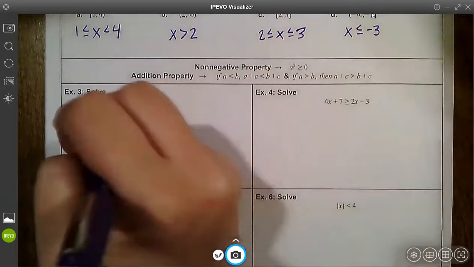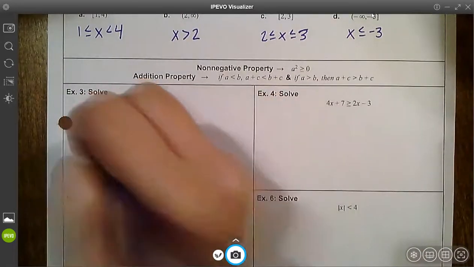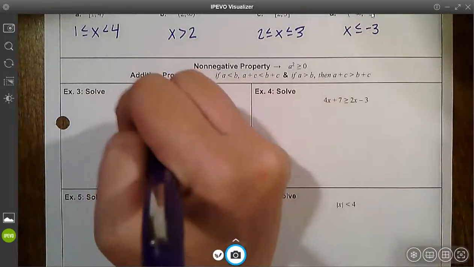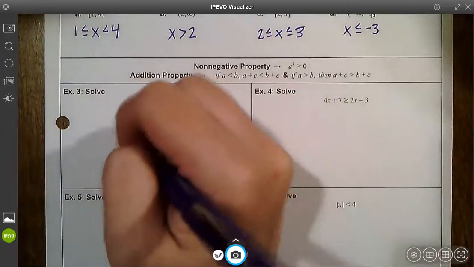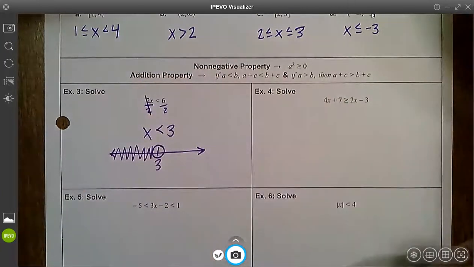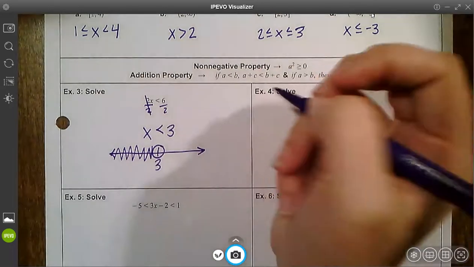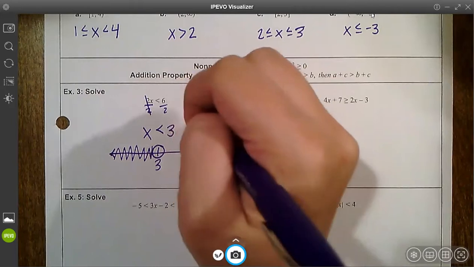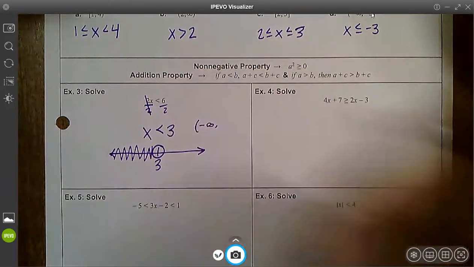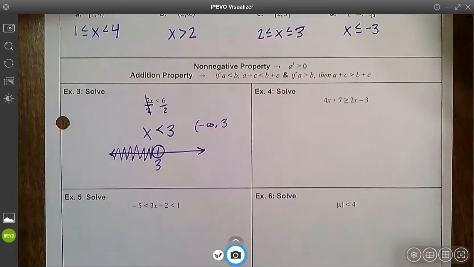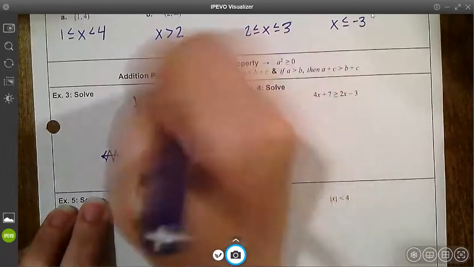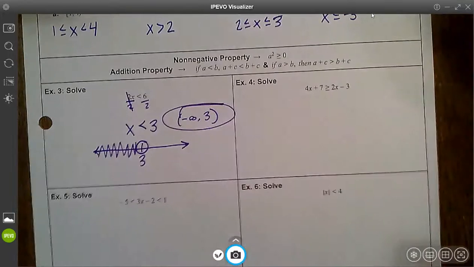If we were to graph that on a number line, we have a 3. If it's less than 3, that means it's not or equal to, so it's an open circle, and we shade to the left. To write it in interval notation, it's less than 3. So if it's less than, that means our lowest value is going to be negative infinity, and then our highest value is 3 there. It's not inclusive, so it's a parenthesis. So that is going to be our solution set.